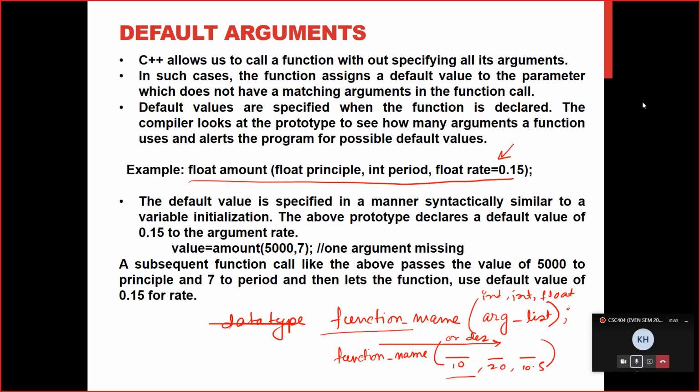Okay, so this one is the default value. What is the use of this default value? Say we are calling this amount function with 5000 and 7. So 5000 belongs to the principal, and 7 is the period, but this particular rate we have not passed. If you have not passed it, and it has some default value, it will consider that one.